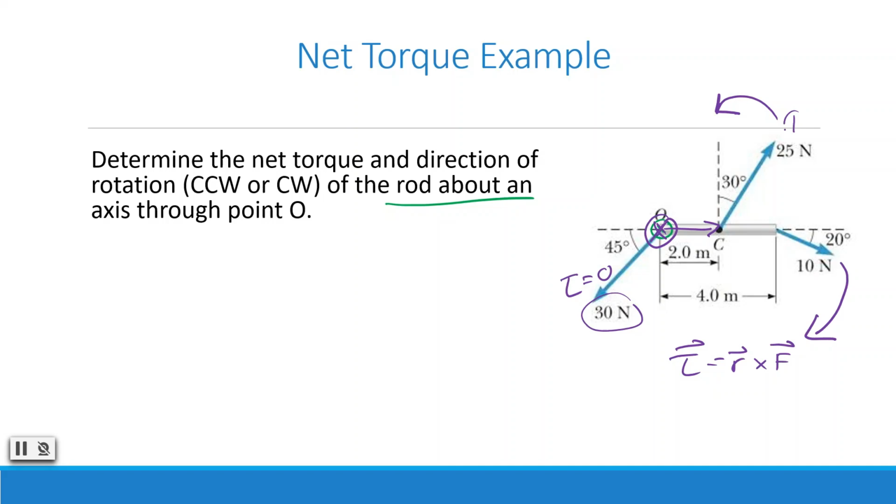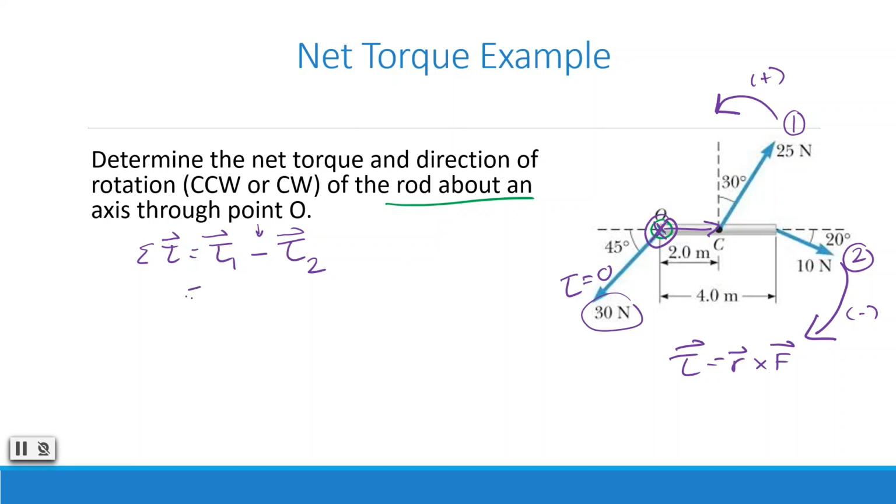I'm going to call the 25 Newton force, force 1, and the 10 Newton force, force 2. In this case, my net torque is going to be the torque due to the first one, which is positive, minus the torque due to the second one. I treat this one as inherently negative and this one as inherently positive, and when I write my equation I put the negative there, so I don't have to worry about the signs again. I've already written out my signs.